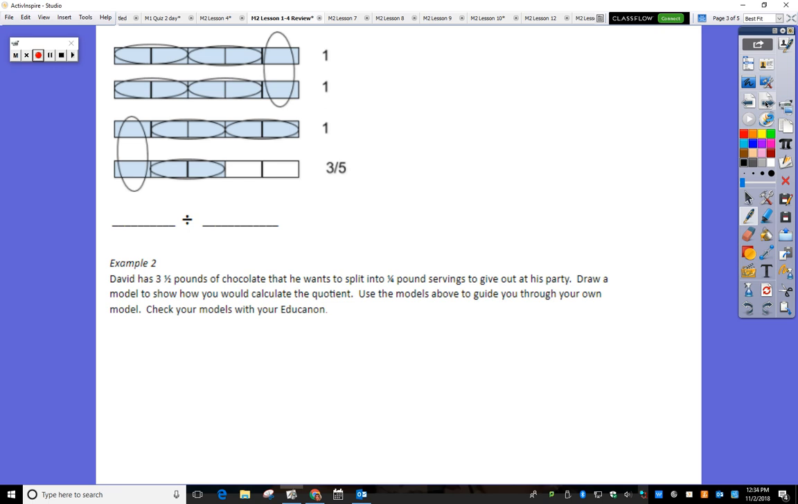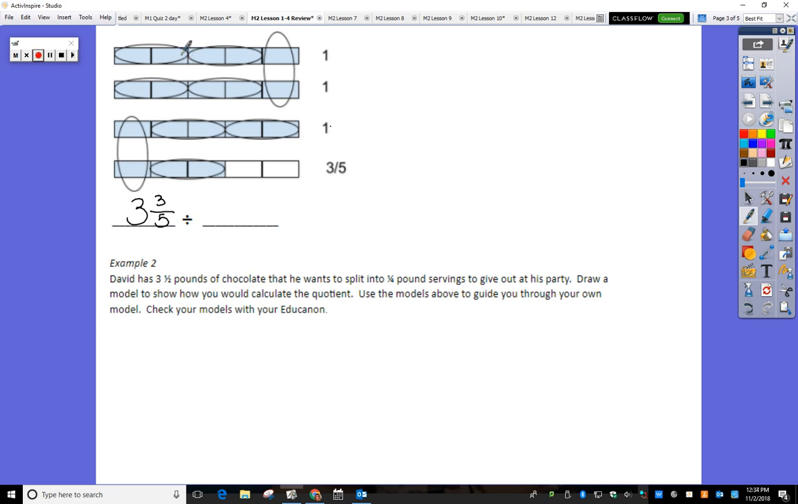Looking at the next model, it's a little different. It's showing us the mixed number already for us here on the side. I have 1 whole, another whole, another whole, and then 3/5. So altogether, I have 3 and 3/5. This is telling me that I'm looking at fifths. So all of the bars are split into fifths.